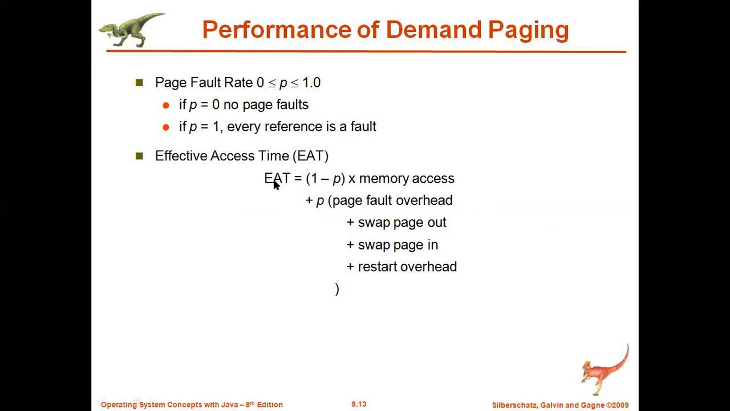That is, effective access time is equal to (1 minus P) into memory access time. If the data is there in the main memory, then that is (1 minus P) into memory access. For example, if your memory access time is 10 seconds, then (1 minus page fault probability) into memory access, that is 10 seconds, because it is available directly. If it is not available, then what all the times are involved? Page fault handling time, swap page out time, then swap in time, and restart overhead. All this together we call the effective access time.